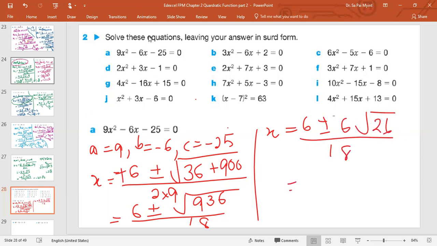So what do you get? 6 outside, and you can simplify with 3 or with 6, 6 times 3. Okay. 1 plus or minus square root of 26. So there are 2 solutions. One solution for plus, one other solution for minus.